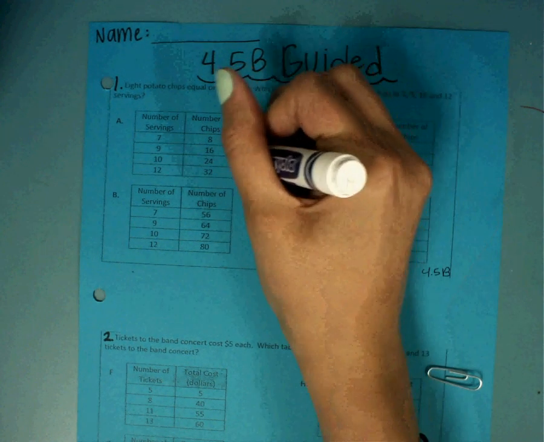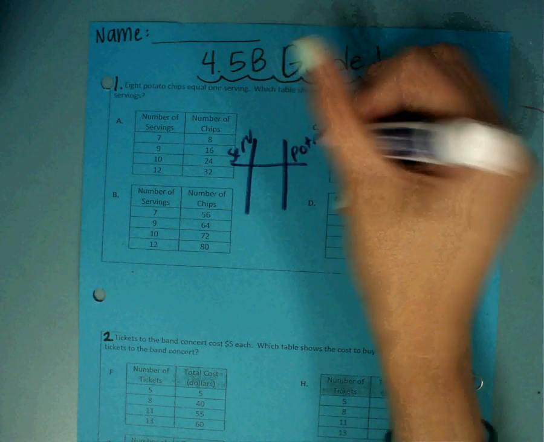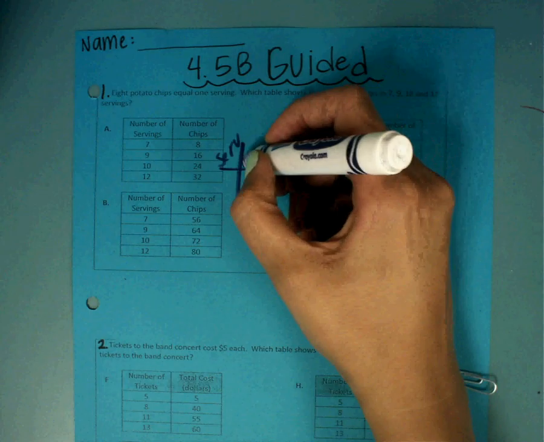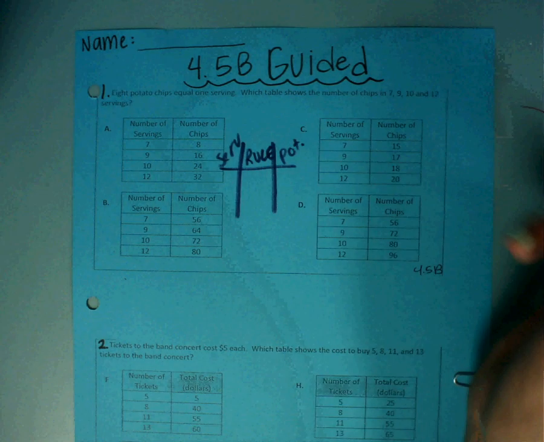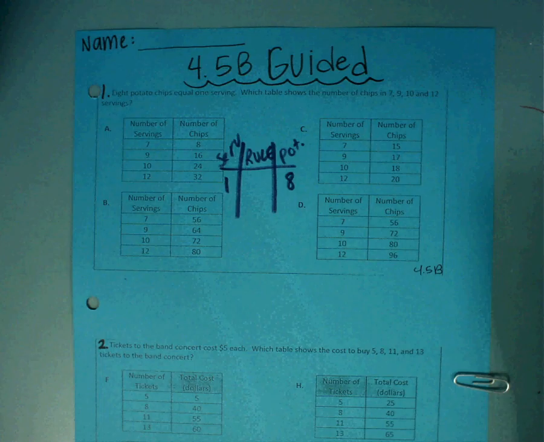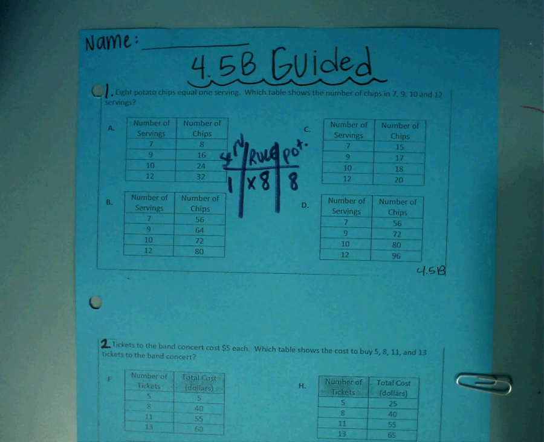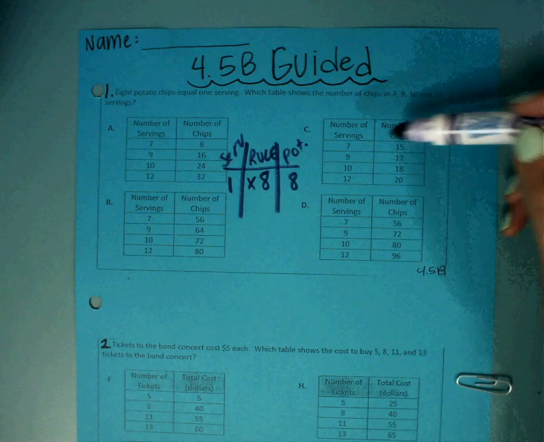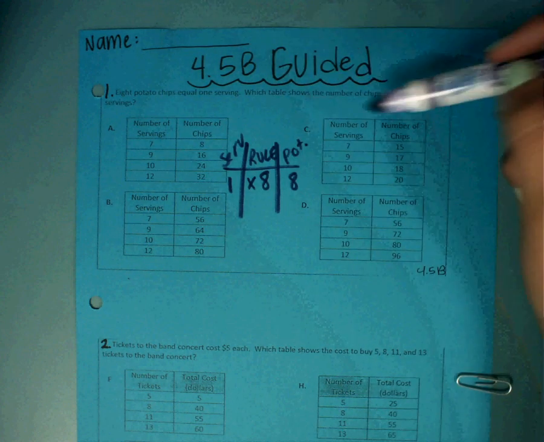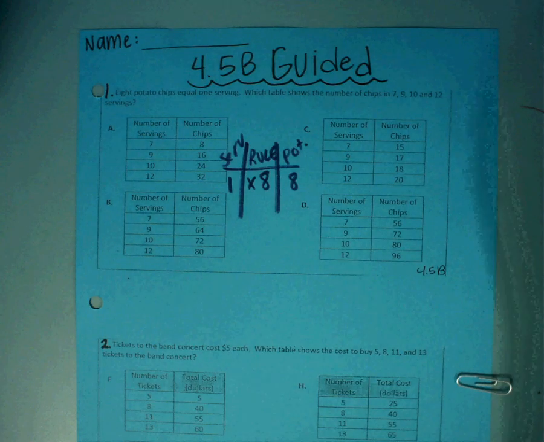Because if I'm going from servings to potato chips, my rule goes in the middle. 1 serving, 8 potato chips. How do I get from 1 to 8? Times 8. 1 times 8 equals 8. So I know that in order for this to be the right answer, the servings times 8 will equal the number of chips. So let's check A.